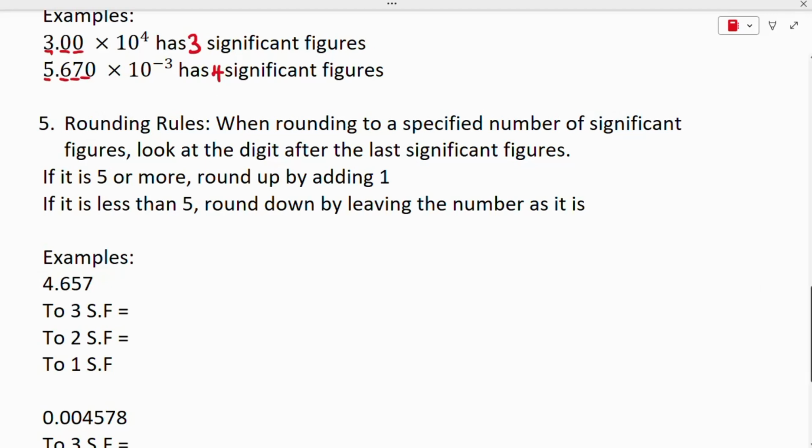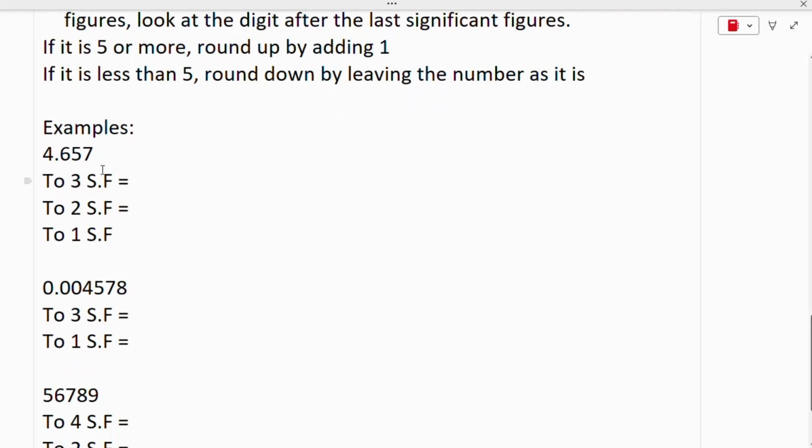So let's take an example to explain this briefly. We have this question right here, 4.657. Now we have to round this number to 3 significant figures. So for 3 significant figures, we have 1, 2, 3. These are the 3 significant figures. You look at the digit after the last significant figure, which is 7. Now 7 is more than 5, so you add 1 to this, so it becomes 6. So to 3 significant figures, this number becomes 4.66.